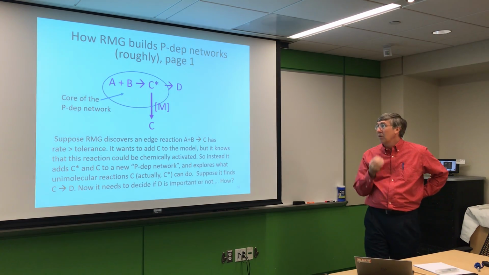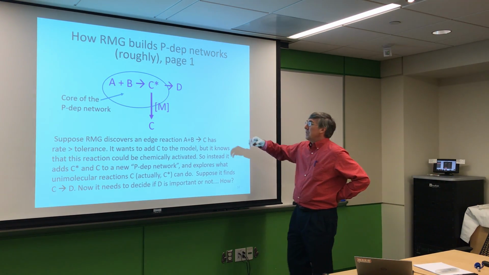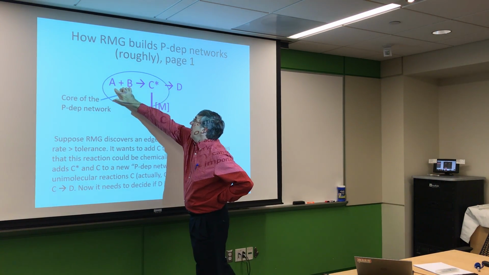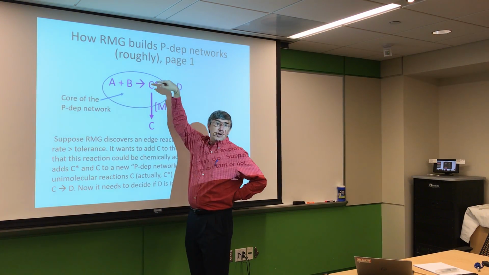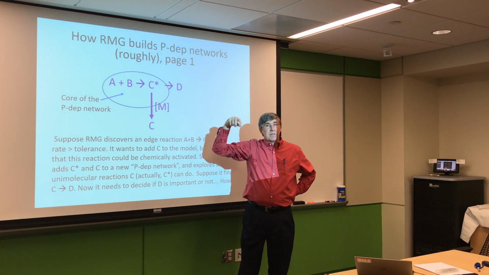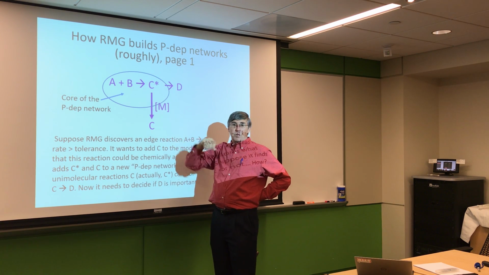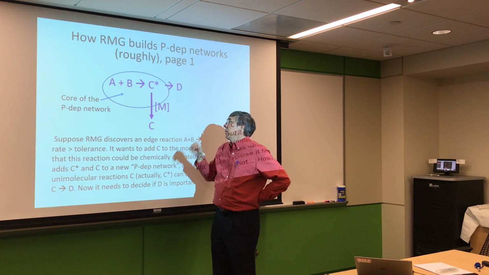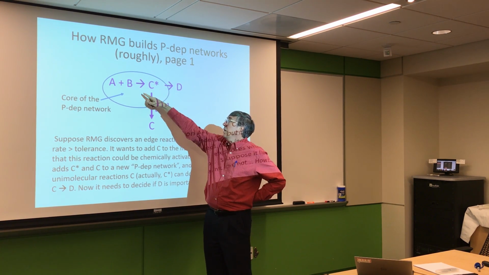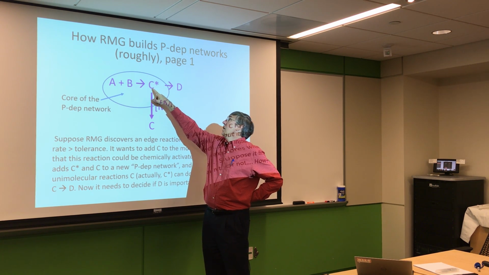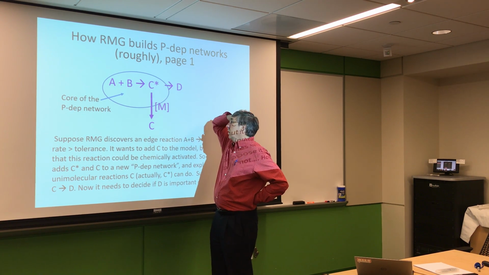All right, so let's talk roughly how RMG works. RMG starts by identifying A plus B can react, and it sees that it makes a unimolecular product. So it's in the family that makes unimolecular products. They're separated into different families. And it says, oh, if it's unimolecular, therefore, it could form C excited.